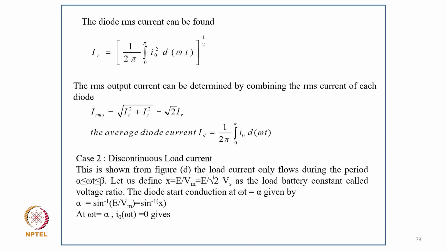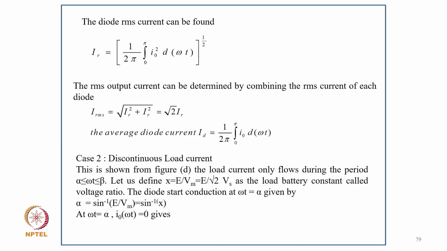So the diode current can be calculated: IR = [(1/2π)∫ from 0 to π of i0² dωt]^(1/2), and the RMS current can be determined by combining the RMS current for each diode. So I RMS = √(IR² + IR²) = √2 IR, and the average diode current is Id = (1/2π)∫ from 0 to π of i0 dωt.